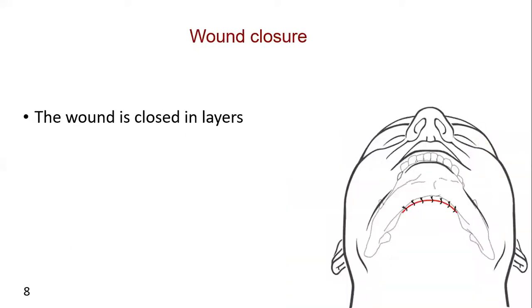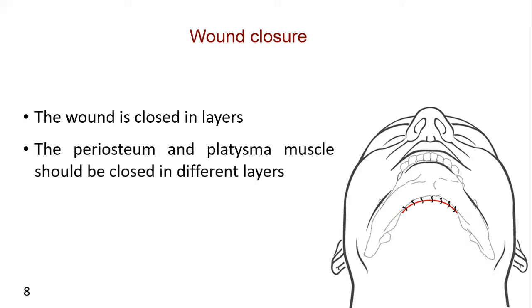The wound is closed in layers to realign the anatomic structures and to eliminate dead space. The periosteum and platysma muscle should be closed in different layers. A variety of skin closure techniques are available according to surgical preference.